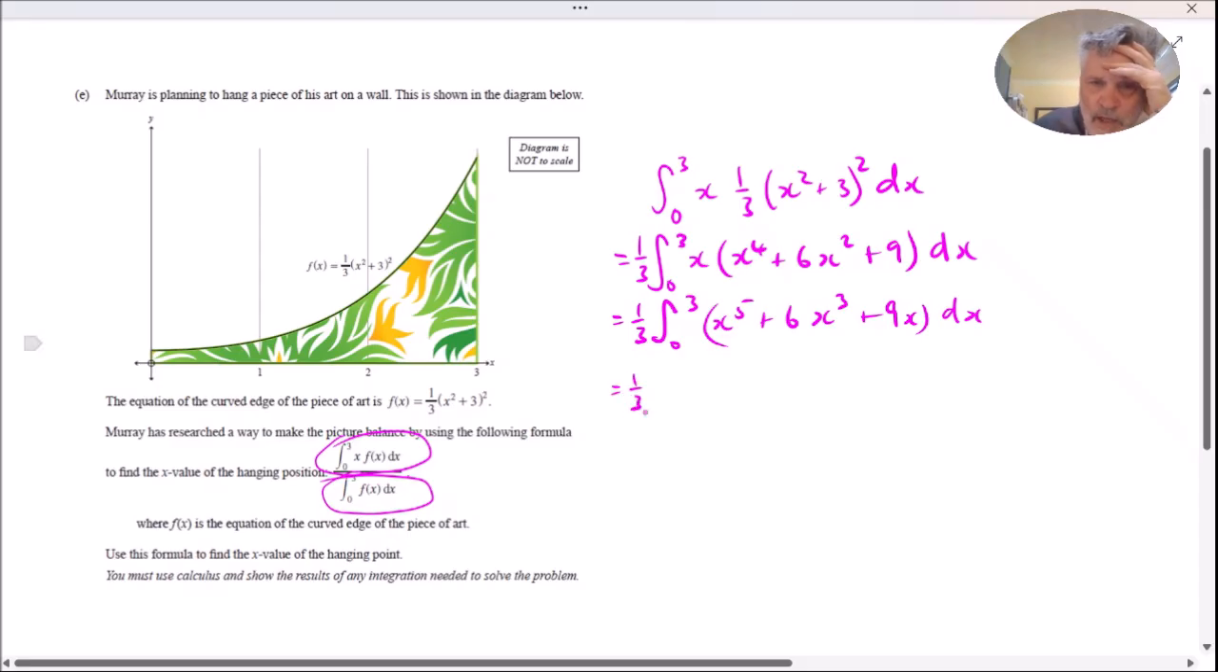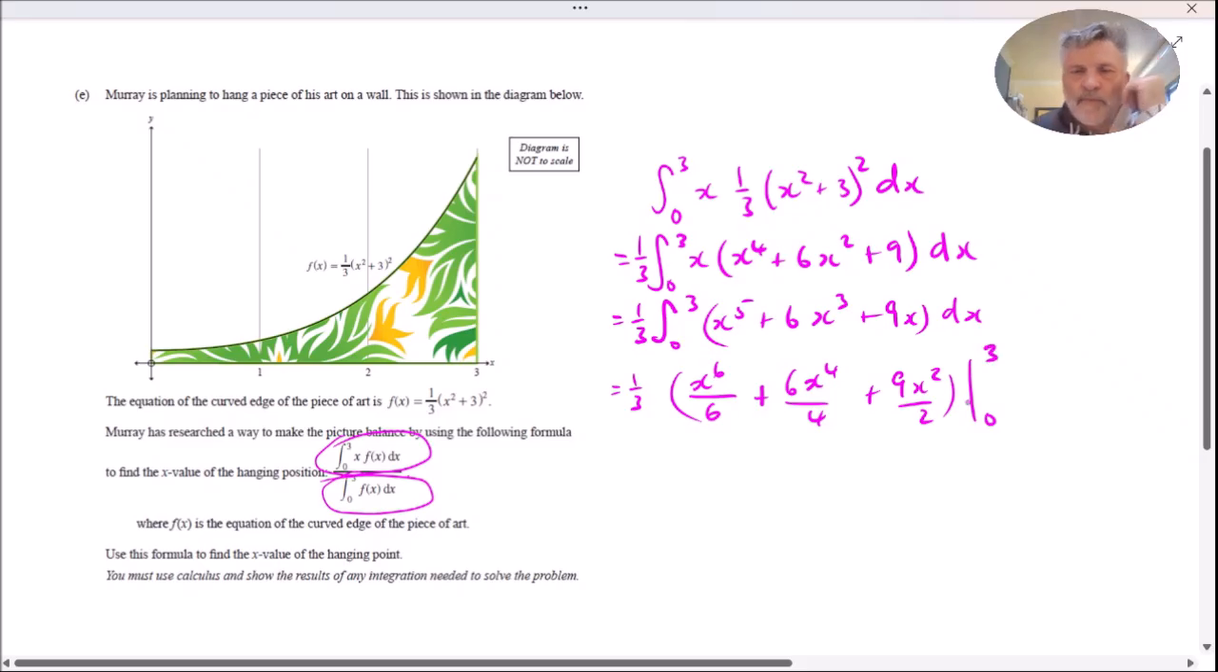That's a third. Add 1 to the power, divide by the new power. Add 1 to the power, divide by the new power. Add 1 to the power, divide by the new power. And we're evaluating that at 0 and 3.